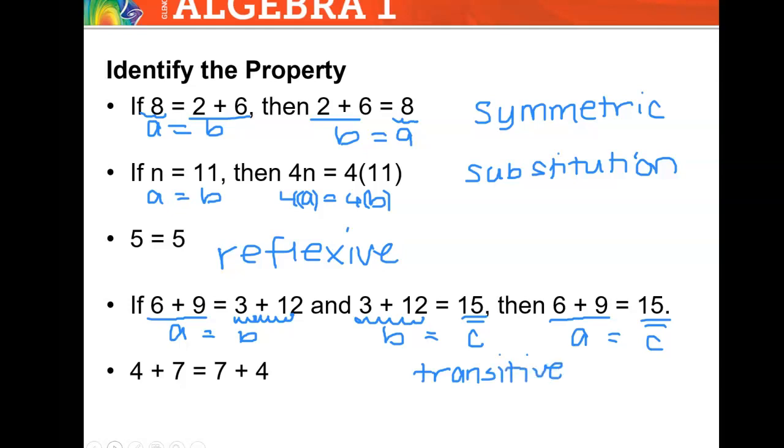All right, Jacob, I haven't picked on you in a while. How about that last one? 4 plus 7 equals 7 plus 4. Perfect.